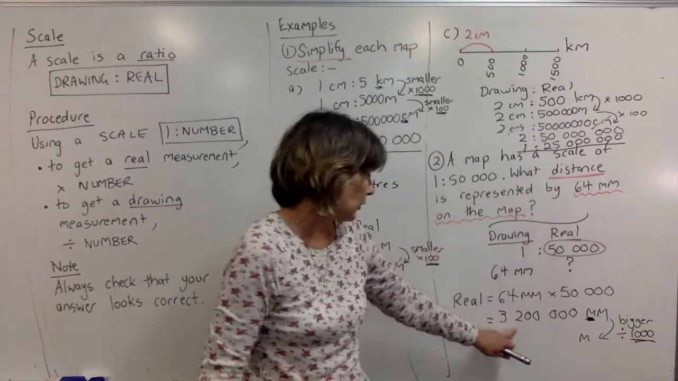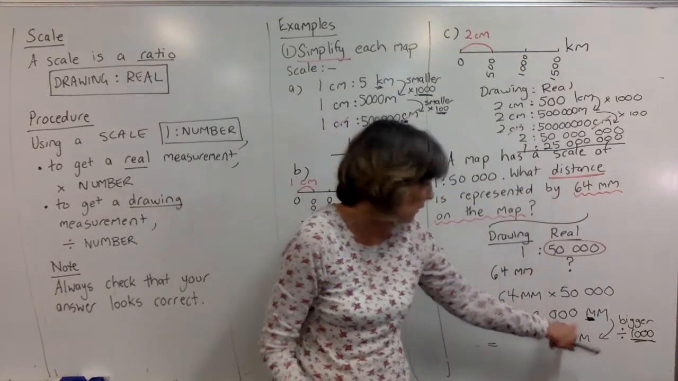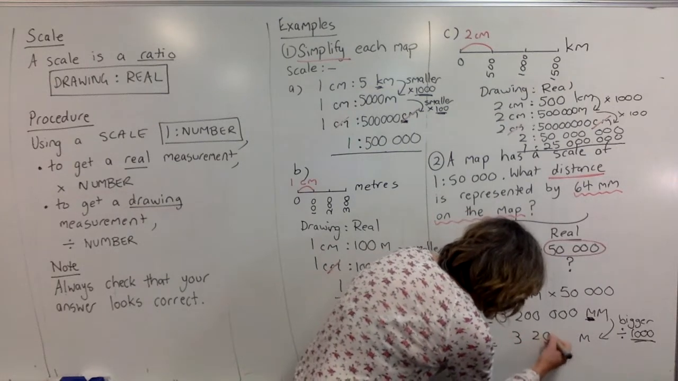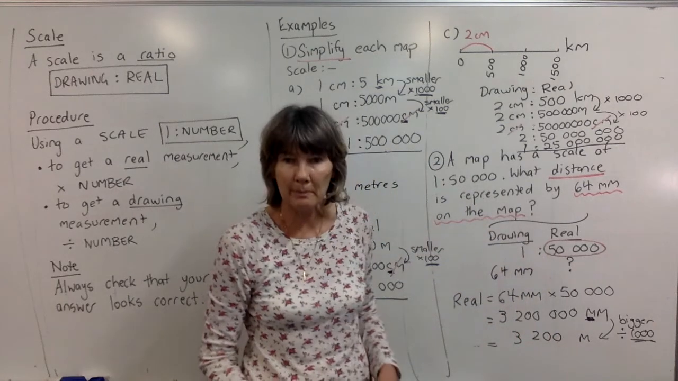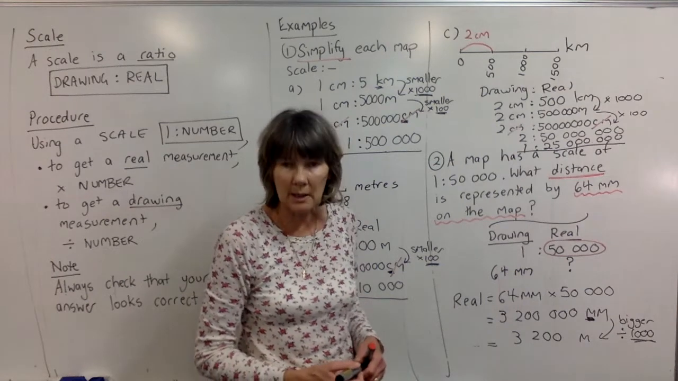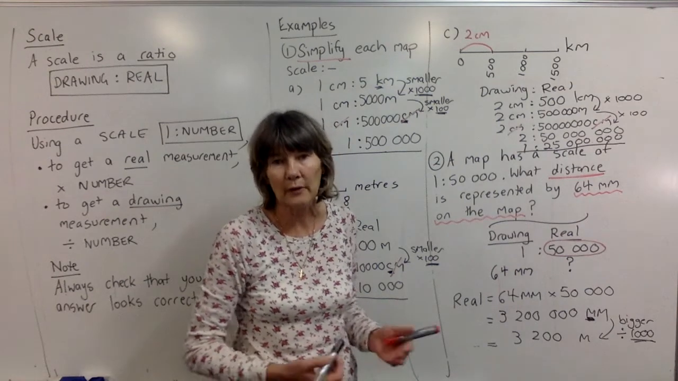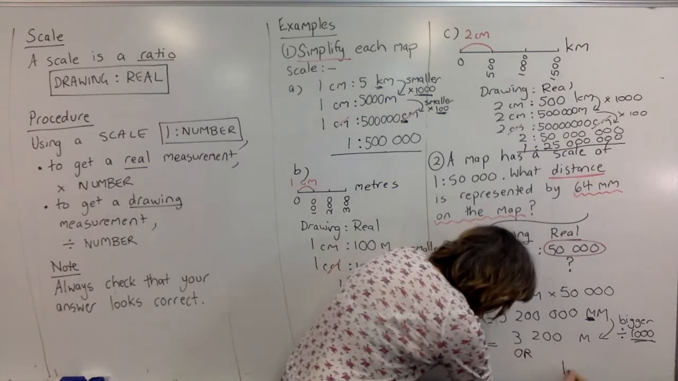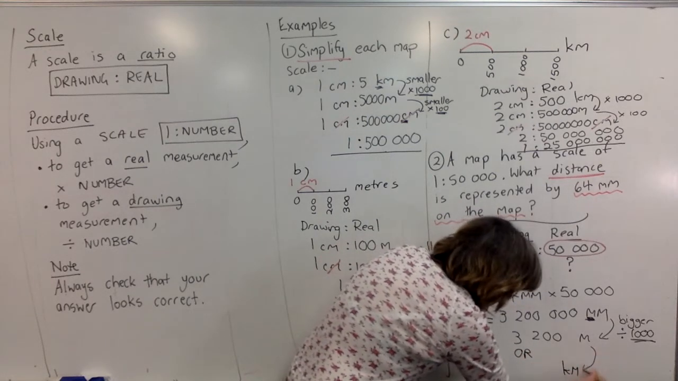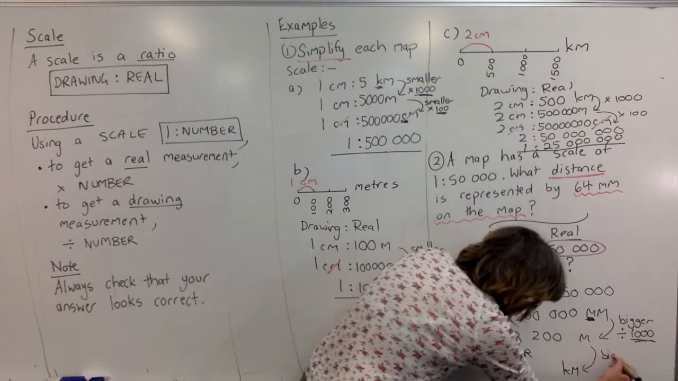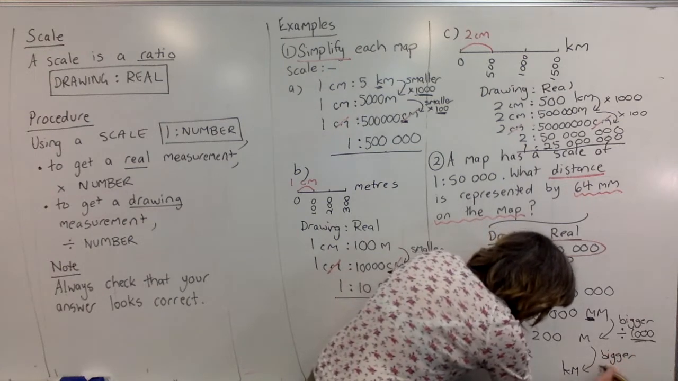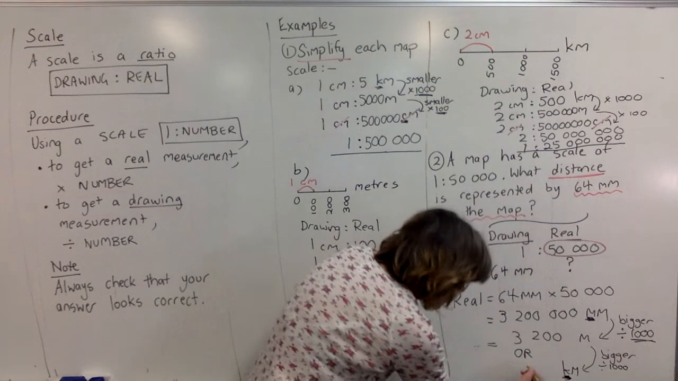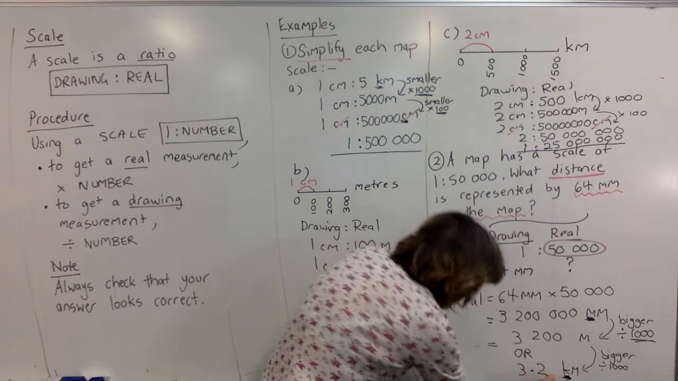So if you do 3,200,000 divided by 1,000, you're going to get this. 3,200 metres. Now that answer is acceptable. People often talk about 3,200 metres. Or they might change it to kilometres and they might go, well, I'm going bigger, I'm going to divide by 1,000 for kilo. And they might say that the answer is 3.2 kilometres.